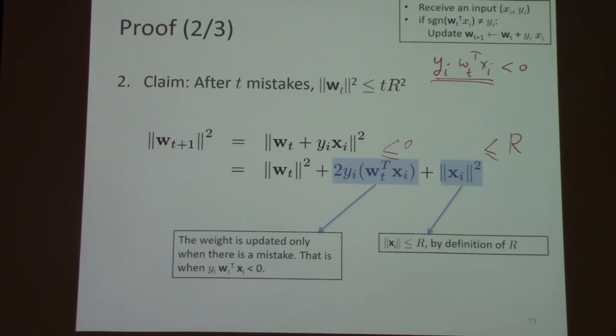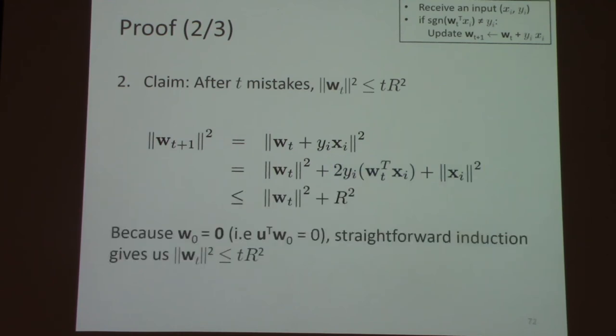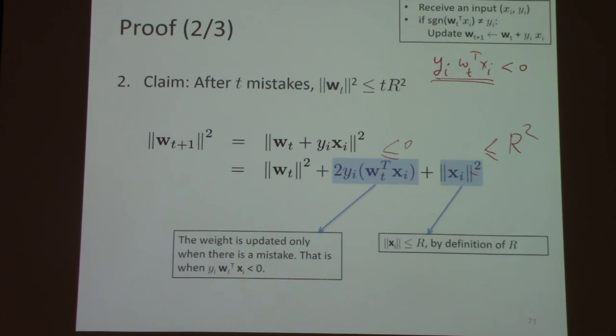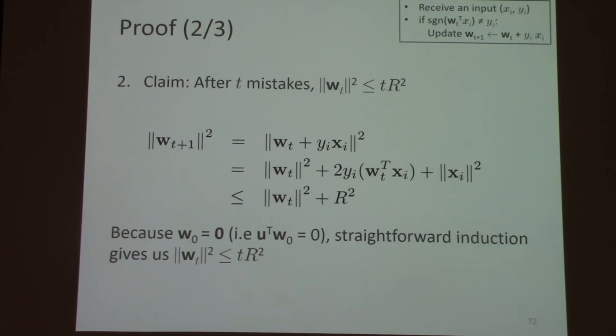So I have two less-thans here, so I can just chain them all together. The norm of xi is less than r, so the norm of xi squared is less than r squared. Let me chain them all together. The norm of Wt plus 1 squared is less than or equal to, this term just carries over, the norm of Wt squared plus 0 plus r squared. So that's what you get. The norm of the weight vector after the update can be no more than the previous norm plus r squared.